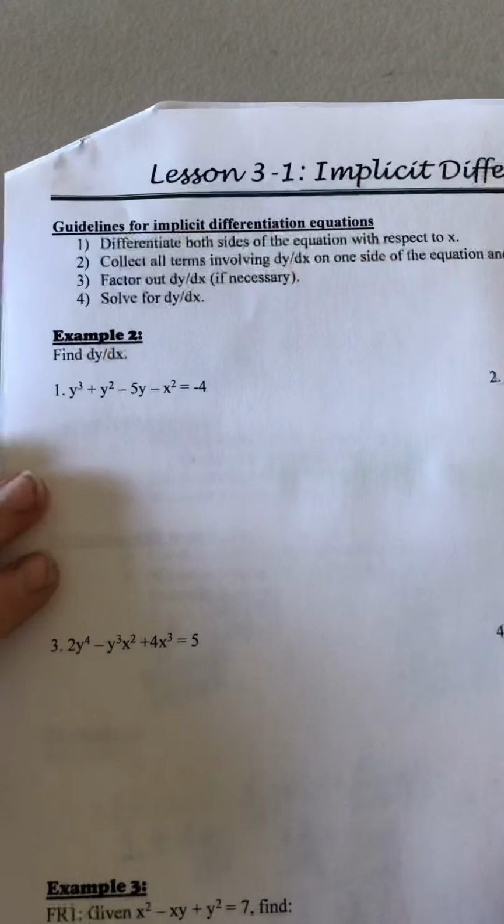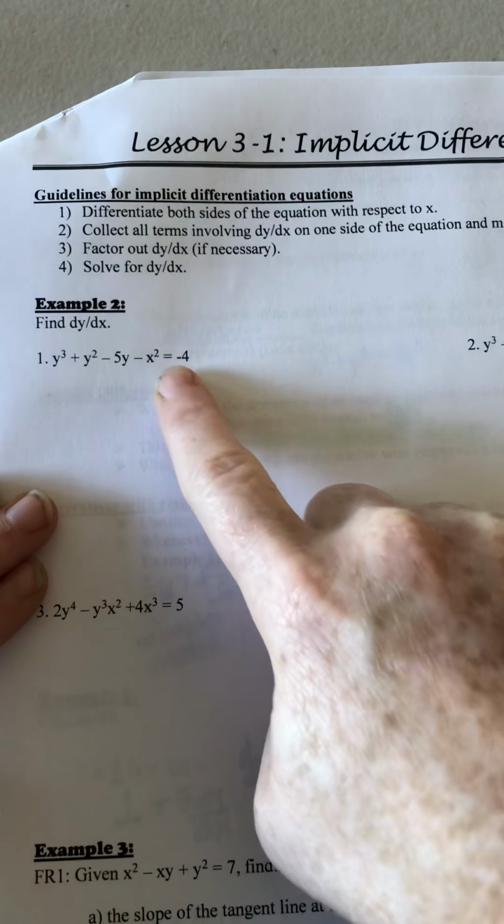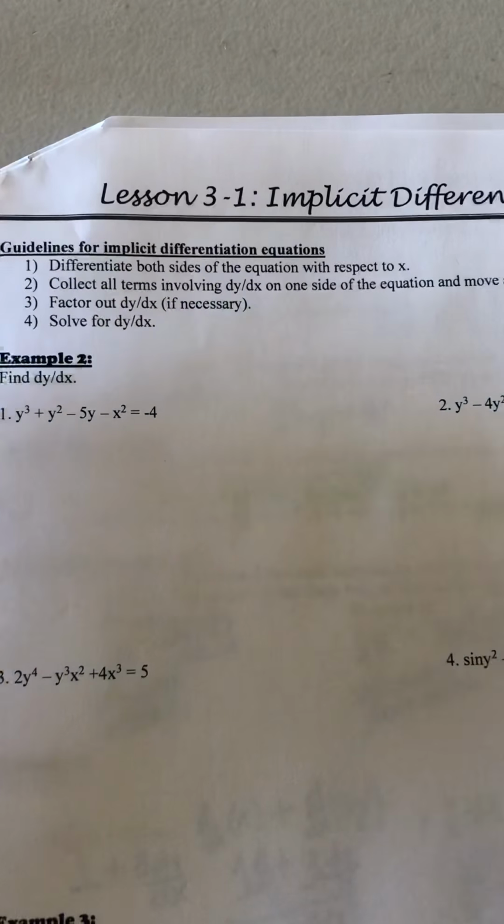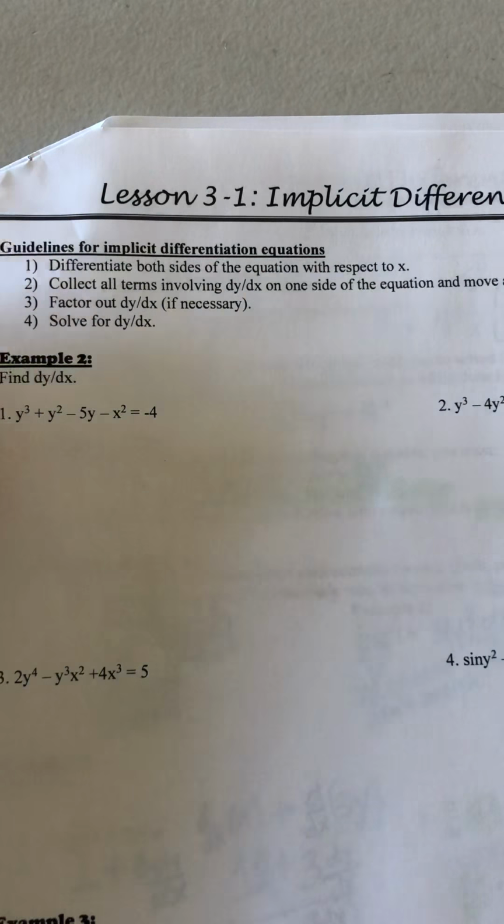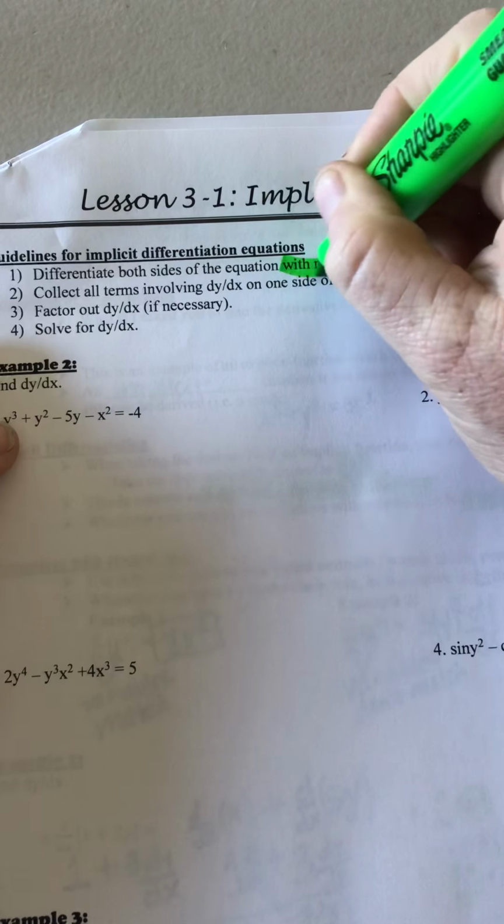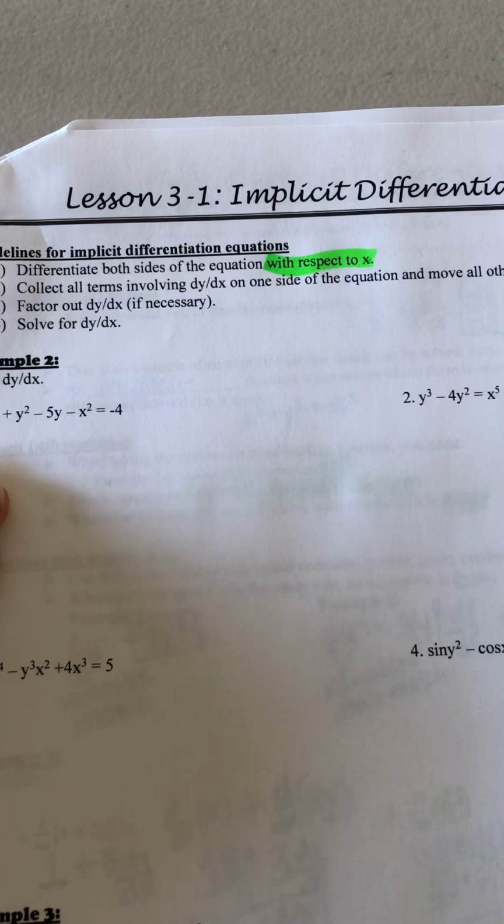Okay, page 2. We have 4 steps when we have an equation. So these all have an equals, and we'll be solving for dy/dx. So step 1, we're going to differentiate both sides of the equation with respect to x, which is what we were just doing on the first page.